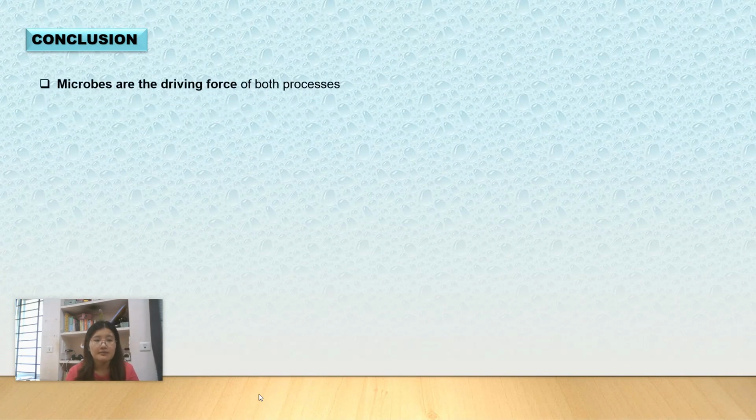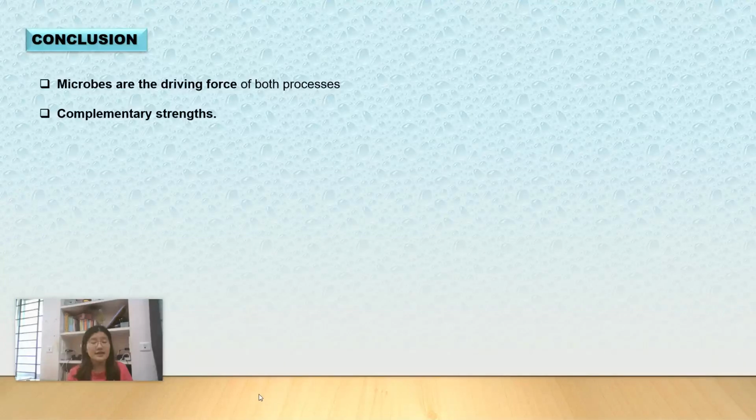So for the conclusion part, we learned that microbes, both aerobes and anaerobes, are the driving force of both these processes, aerobic treatment and anaerobic treatment. Complementary strength. So what do we mean by this complementary strength? The combined abilities displayed by both of them: aerobic treatment is quick and effective in reduction of pathogens, and anaerobic is an energy saving process with the production of methane.